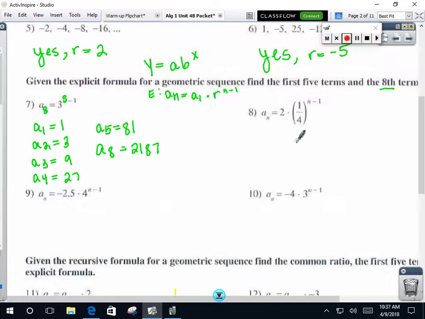Okay, so now let's look at number 8. What is the first term for this one? Correct. In the A sub 1 place of the formula is a 2. That's your first term. What is the common ratio? What do they want you to multiply by? 1/4. So what's 2 times 1/4? Use your calculator if you don't know. 1/2.